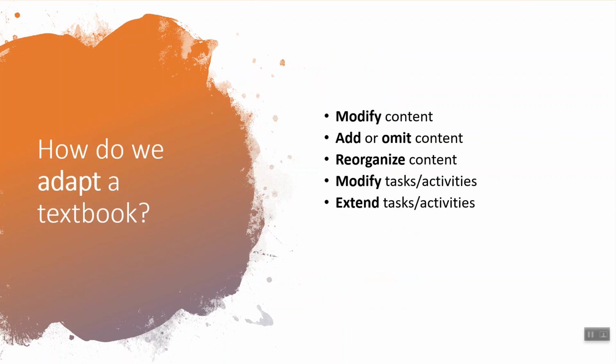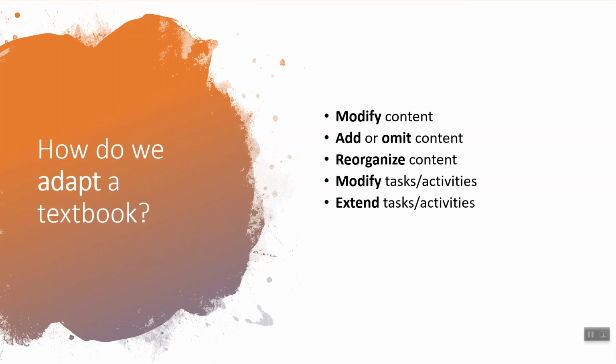Okay, so how can we adapt these textbooks? Because obviously we don't need to use them as is. I mean, one of the core teaching competencies is being able to adapt a textbook. And there are different ways that we can do this. We can modify the content, we can add or omit, we can reorganize the content, we can modify tasks, we can extend tasks. So there's lots of things that we can do as teachers, even though we may use these textbooks in our classes. We don't actually have to teach them exactly as is.